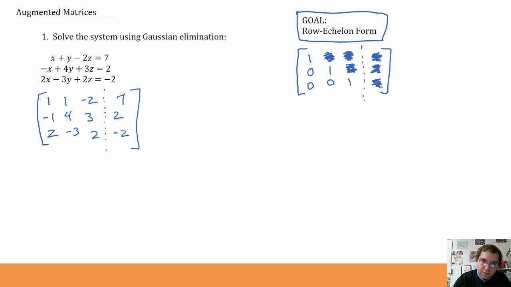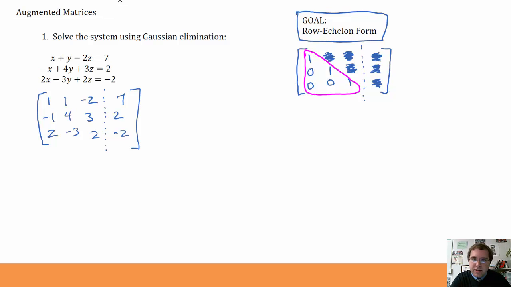So what you're seeking in Gaussian elimination is this triangle of 1s and 0s. 1s along the diagonal starting in the top left corner, and 0s all below that diagonal of 1s. And then all the other spots are just any number. It could be 0, could be 1, could be any other number.